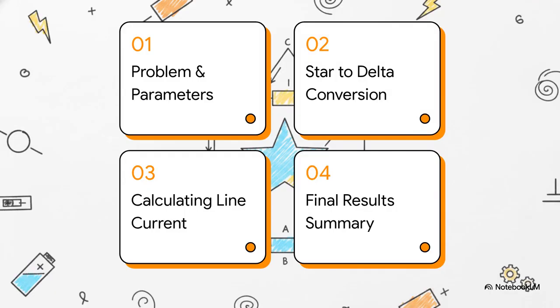So, here is our game plan. 1, we'll extract the problem and parameters. 2, we'll convert the star connection to a delta connection. 3, we'll calculate the line current. And 4, we'll wrap it all up with a final results summary.